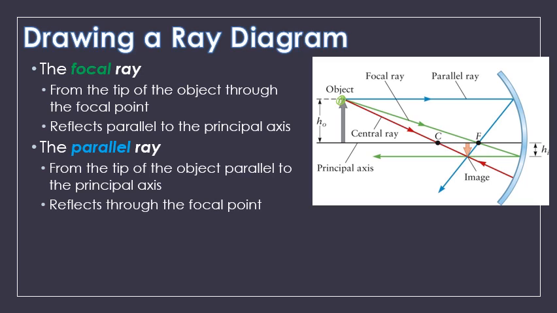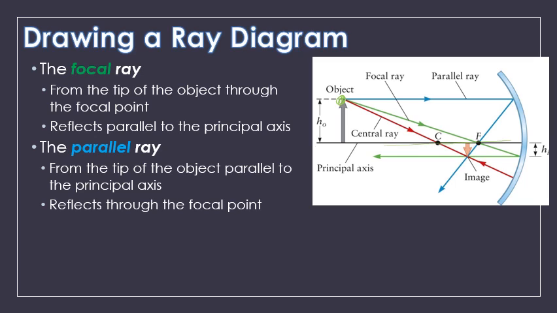The second ray they have drawn here is the parallel ray, so it's in blue, and it's from the tip of the object parallel to the principal axis. Here's the principal axis right along the bottom here, and then the parallel ray is going to go parallel to the principal axis and through the focal point. So this is the opposite of the focal ray. The focal ray goes through the focal point and then parallel. The parallel ray goes parallel and then through the focal point. With just these two, we can find the image because they both will converge.